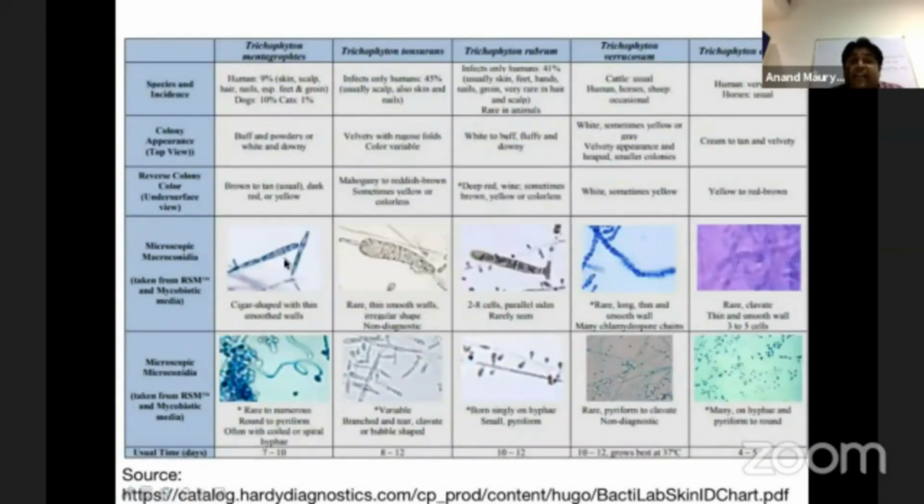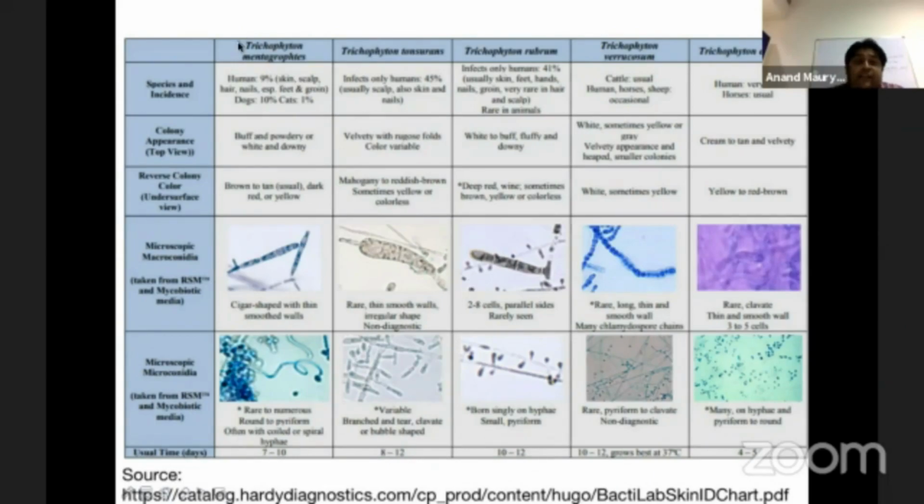Now these are again some of the dermatophytes. In the case of Trichophyton rubrum, there are 2 to 8 parallel-sided cells, and you can also see the presentation on the SDA. There is deep red and some wine color, and sometimes brownish and yellow, colorless types are there. So these are the important ones. You can also see the time duration is given. It will take 10 to 12 days.